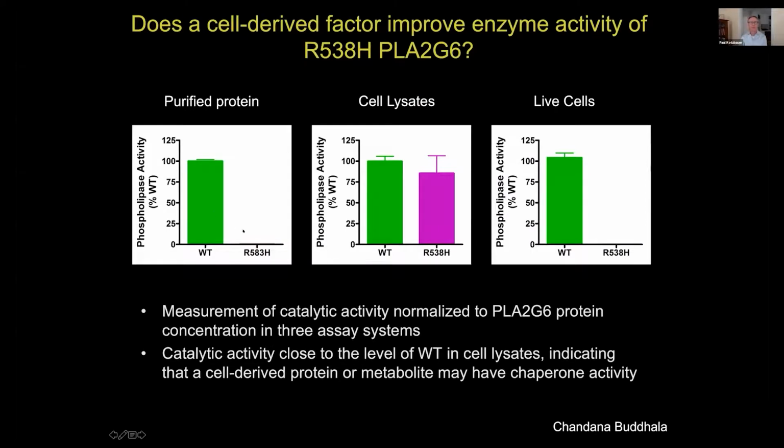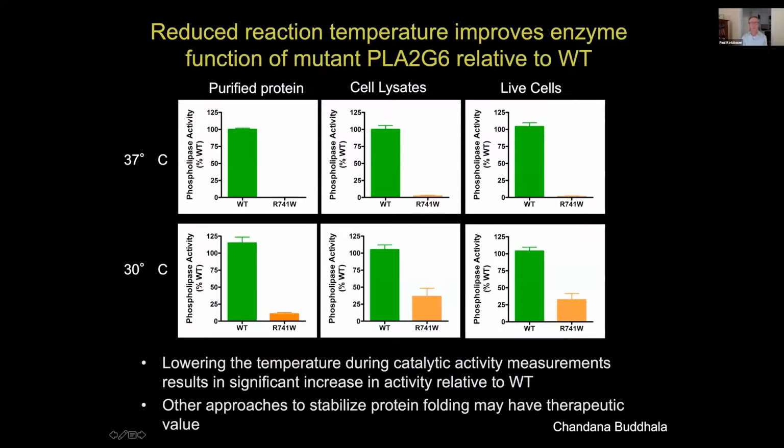And so what you see here is, if you look at the purified protein or look at live cells, it's essentially inactive, but in these cell lysates, it was active. This was reproducible. And our best interpretation is that upon lysing the cells, you release a cellular component that may have chaperone activity, which would further support the approach. However, we did not really see this for any of the other mutations so far.